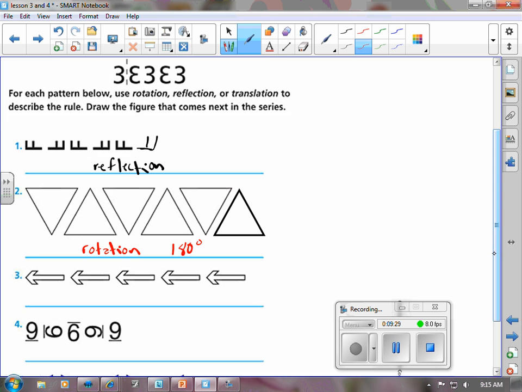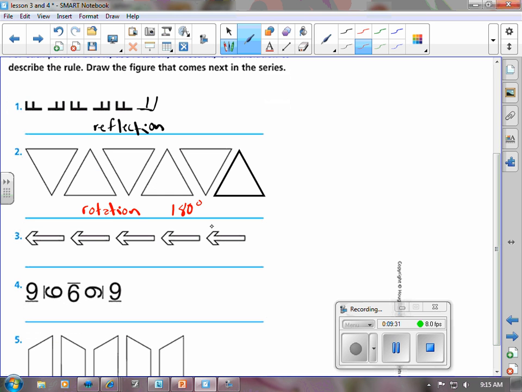Okay. This next shape, gosh, it's just a translation. Another word for translation is a slide. Right? It's like they just slid the shape back and slid the shape back, slid the shape back. Okay.